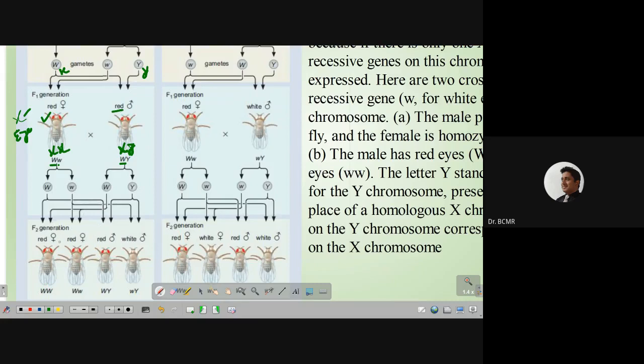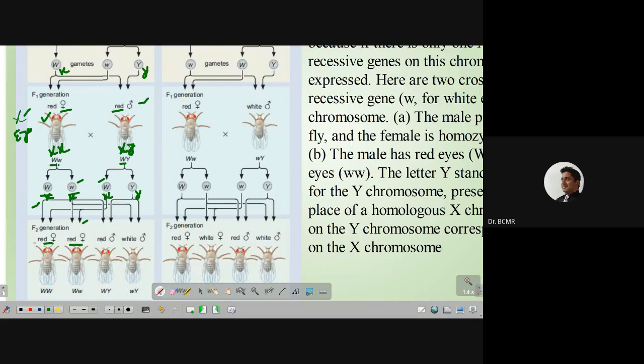Now, let's go a step further. When the female forms gametes, it will have capital W and small w. And when the male forms gametes, one is the X chromosome and this is the Y chromosome. The Y chromosome does not have the eye color gene, whereas the X chromosome has. So one X chromosome from here and another from this one would give rise to a female. And this is also another female, from this X chromosome and the other gamete.